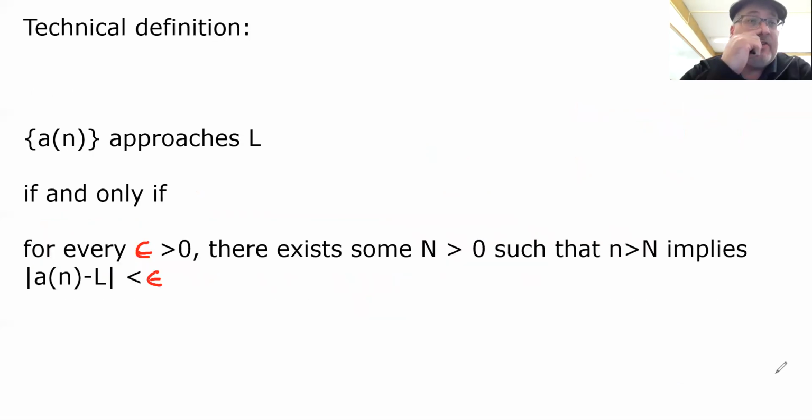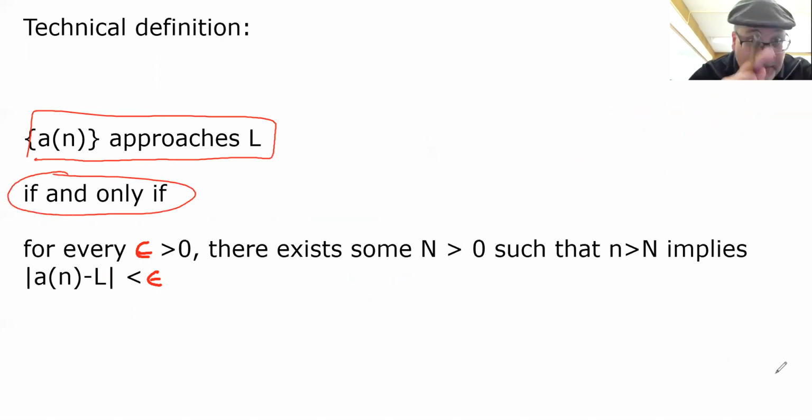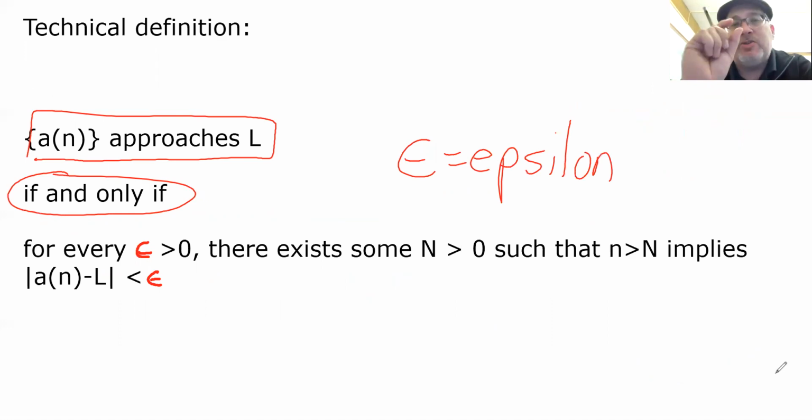So the technical definition is if we say a sequence approaches a limit, that can happen if and only if the following is true. Well, first off, this is the Greek letter epsilon. In upper level theoretical math classes, you talk about small positive numbers a lot, and they're usually called epsilon. Sometimes they're called delta or other Greek letters, but that's the Greek letter epsilon. If you draw it more precisely, it looks more like that, but I just draw it like that.